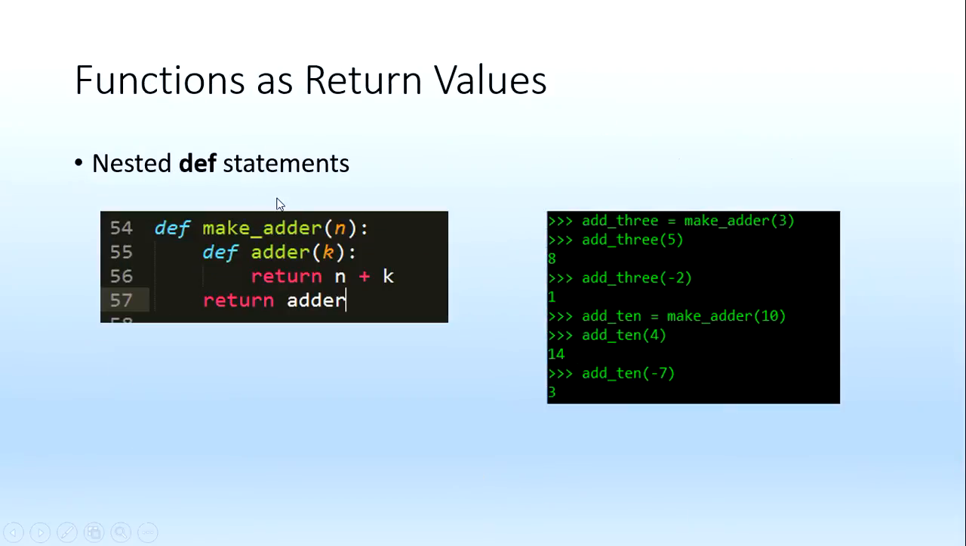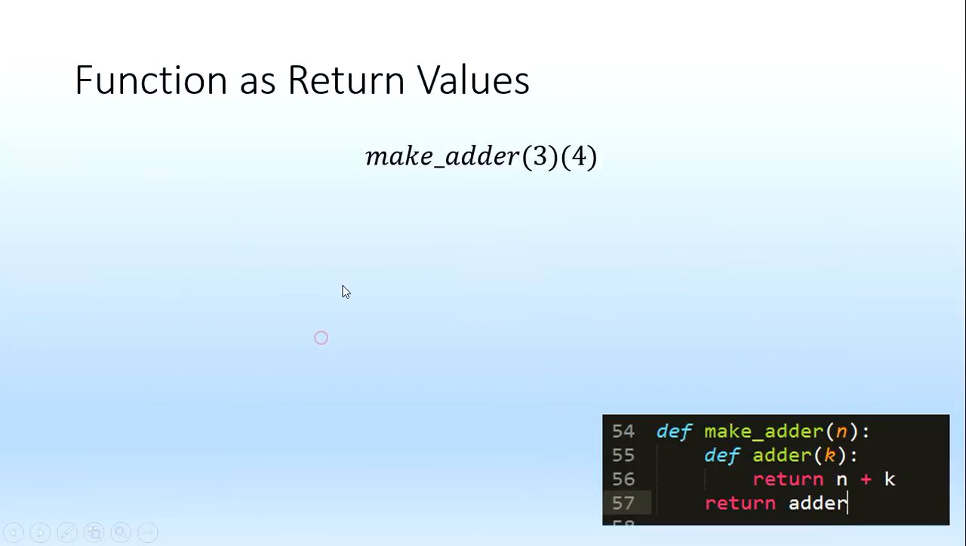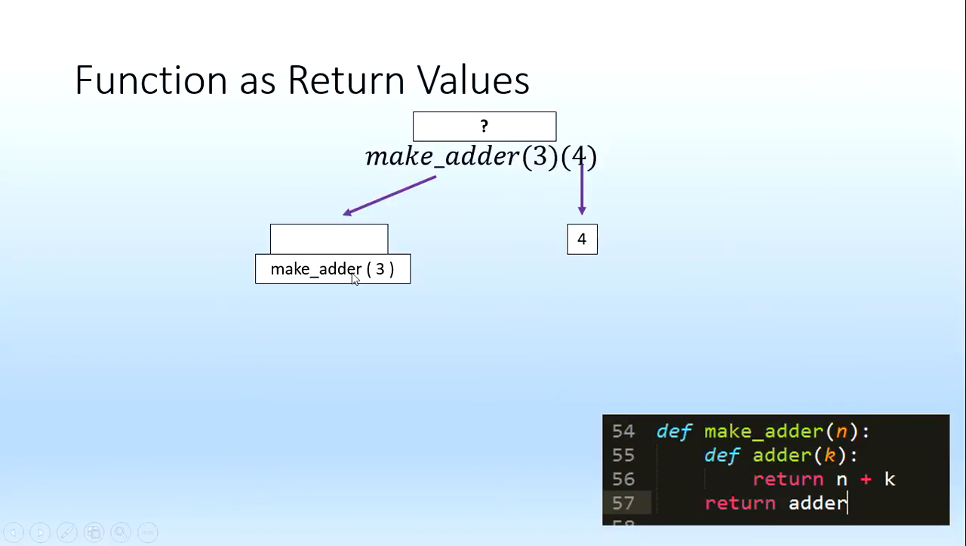So here's our function as return values example. Here's some more examples of that. And again, nested def statements are required to return a function within it. And lastly, let's look at this expression tree. The expression tree for this is a little different than usual in that we have a call expression here. And this call expression actually ends up returning a function, which is the adder function. And then we call it on 4.